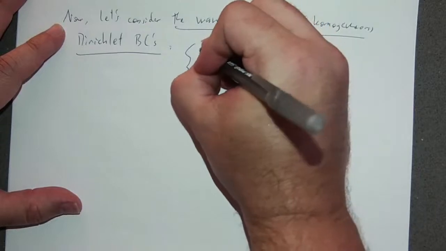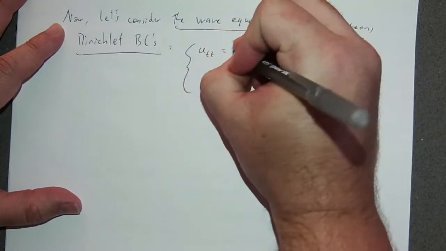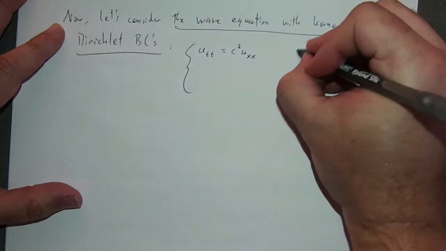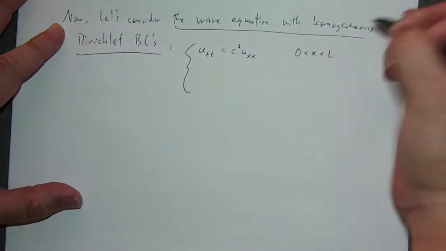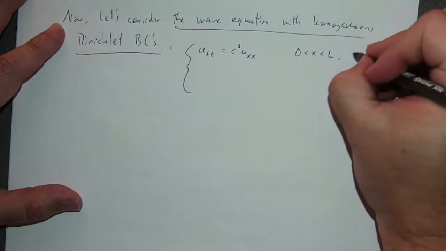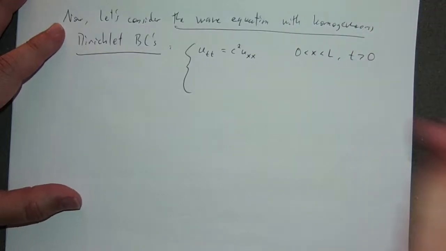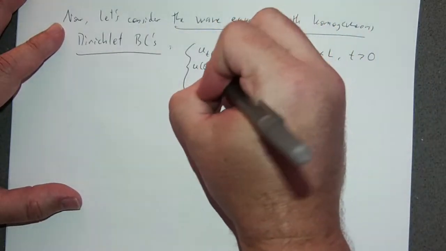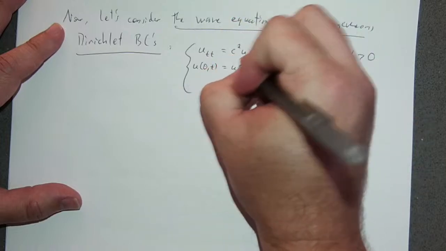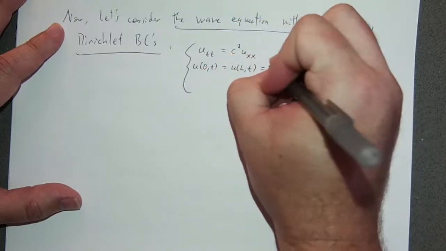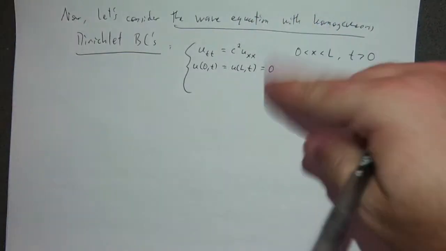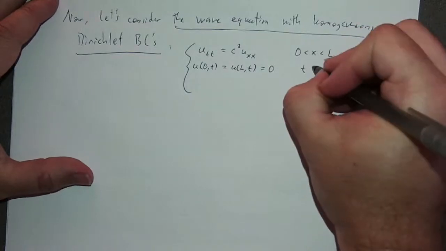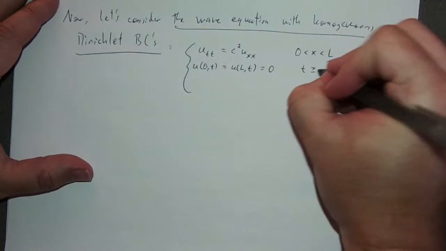So I have u sub tt is equal to c squared u sub xx. Okay, so here x is, again, somewhere on my finite string. t is positive. That's my PDE. My boundary conditions are homogeneous Dirichlet, so this is u of 0, t equals u of L, t, which is 0. So if I think of u as being my position or my displacement, this is saying that the ends are fixed here. This is for t greater than or equal to 0.